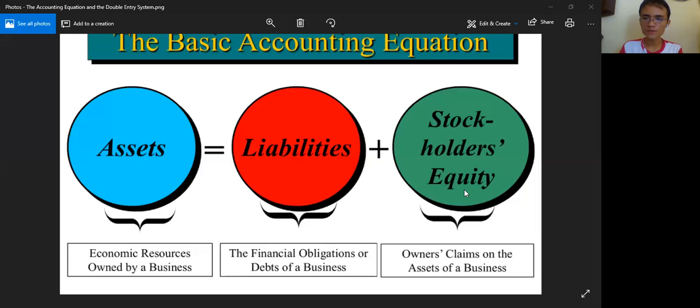Good day, everyone. For this session, I'm going to discuss the accounting equation and the double entry system, or the double entry bookkeeping system, because it has two sides.